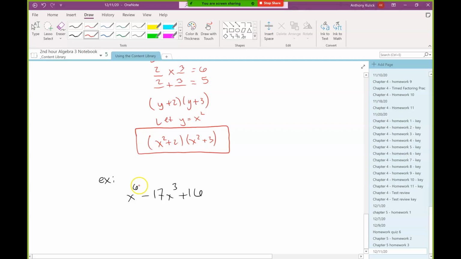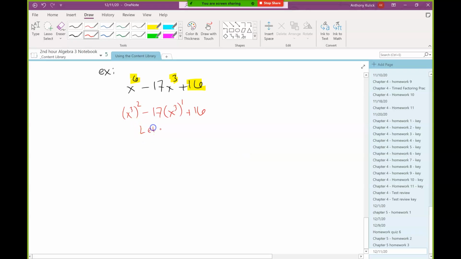I want to rewrite x to the 6th as something squared. Well, I know x to the third times x to the third is x to the sixth. And then I can write x cubed as just x cubed to the first. And then I can make a substitution. I'm just going to replace those x cubes with y's. So I have something that's quadratic.